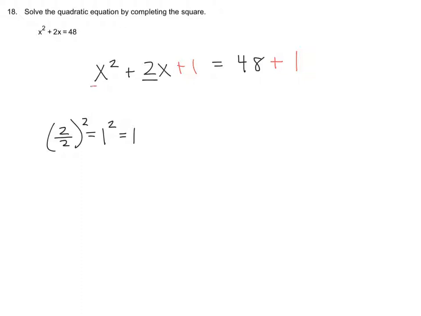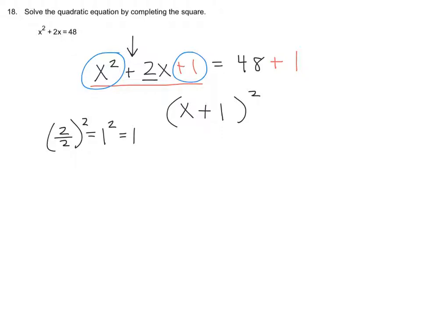Now, the left side, this x squared plus 2x plus 1, should be a perfect square. So we're going to write it as a perfect square by making one parenthesis with an exponent of 2. And then to find the term inside the parenthesis, you take the square root of the first term. So the square root of x squared is x. Then you take the square root of the last term. The square root of 1 is 1. And then you keep the middle sign, which is a plus sign.